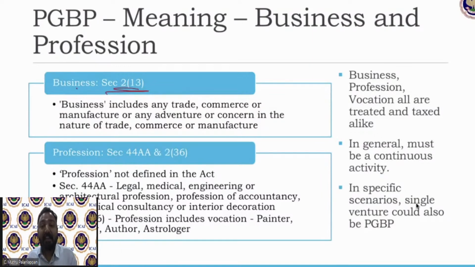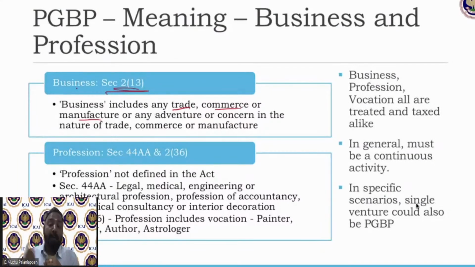So what does it say? It says it includes any trade. Which means any transactions between two persons for the purpose of trade, and it could include commerce. So any business transactions, it need not necessarily be trade. Any commerce activity, or it could also be a manufacture activity. So it could be a trade or any business or specifically manufacturing. All these three are called business.